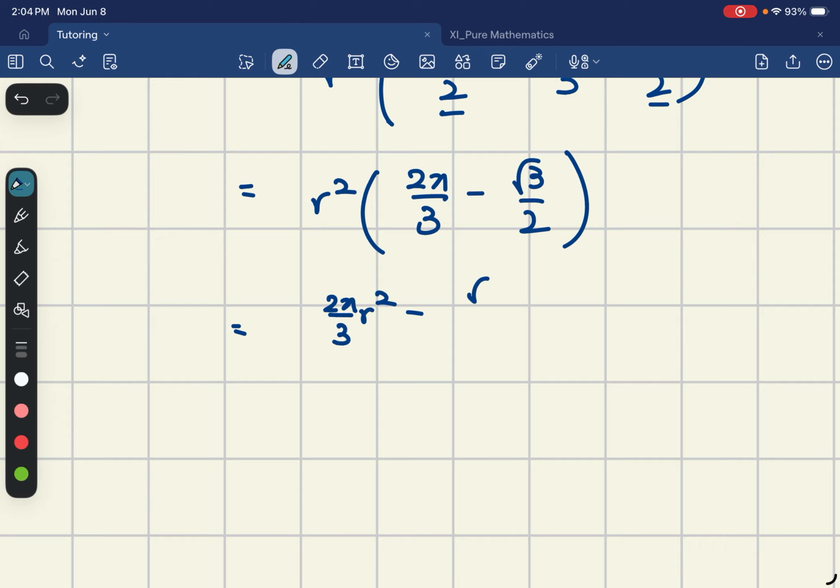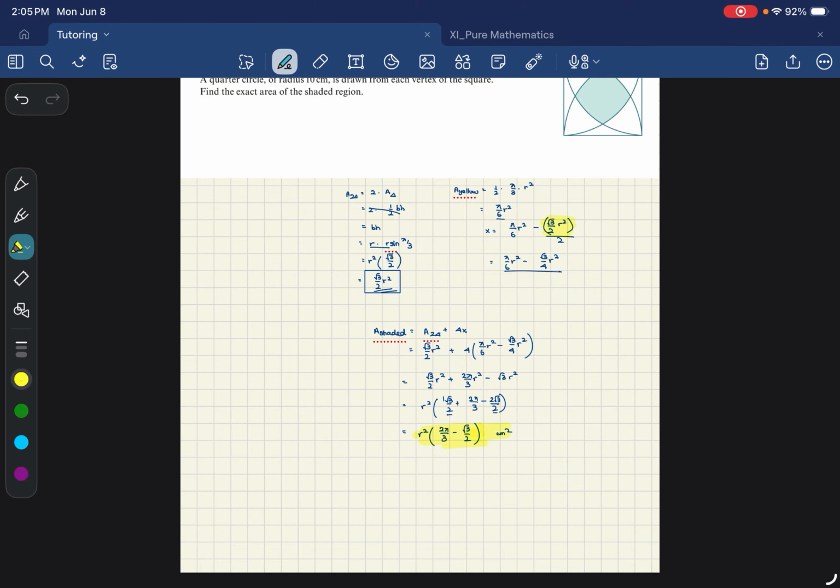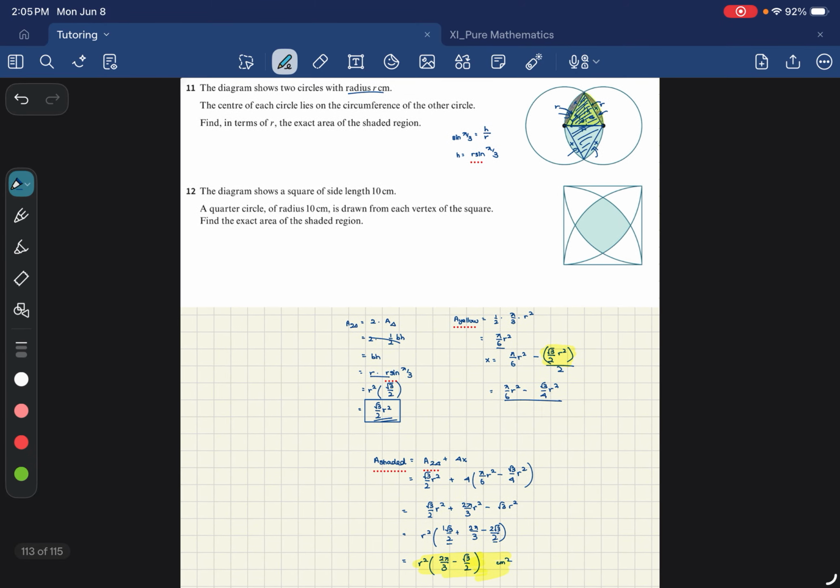R squared minus root 3 over 2 r squared. So you can put it inside, or this expression is correct. 2 pi r squared over 3 minus root 3 over 2 r squared. This centimeter squared is your answer. That is the area of the shaded part. All right. So we are done with question 11.